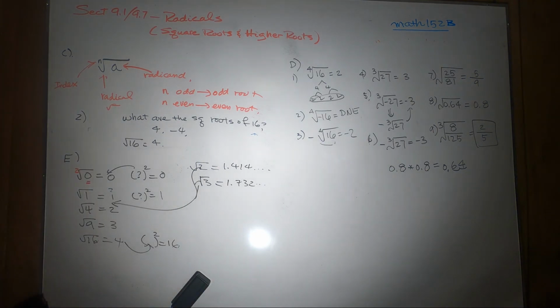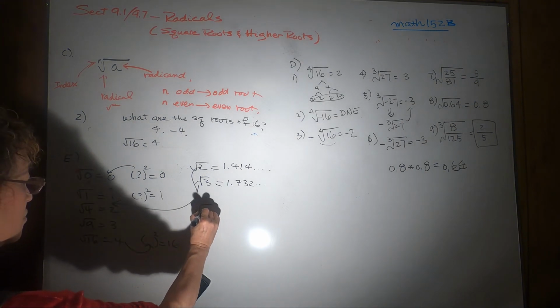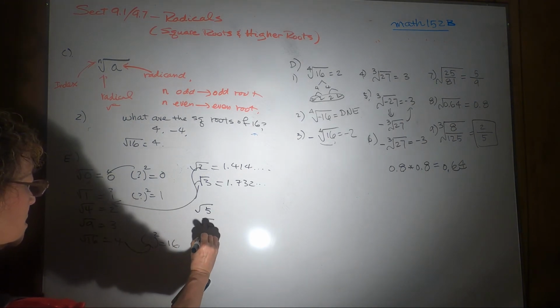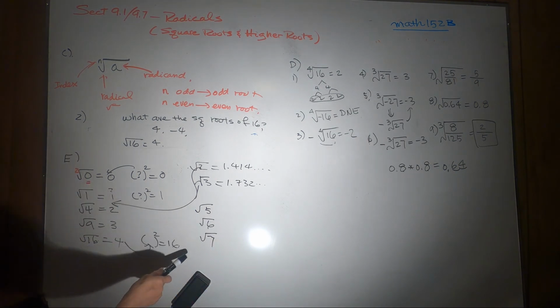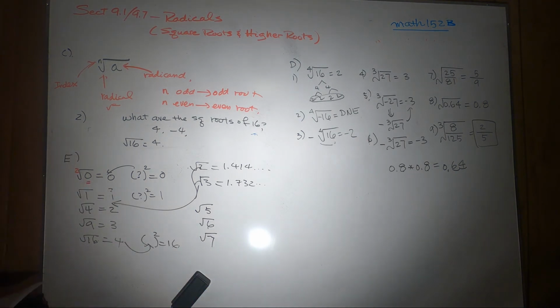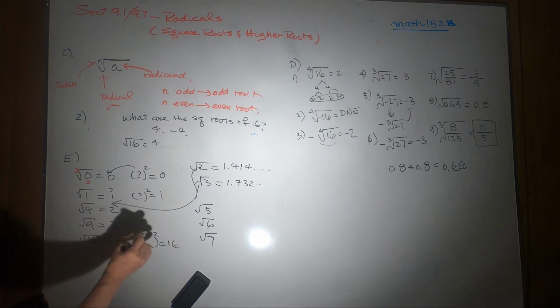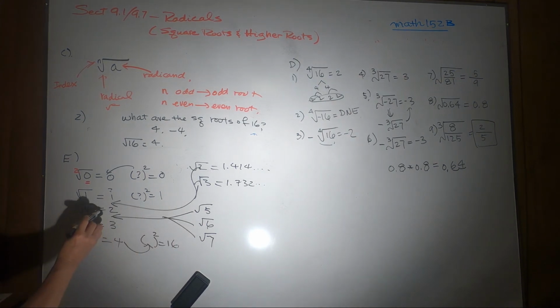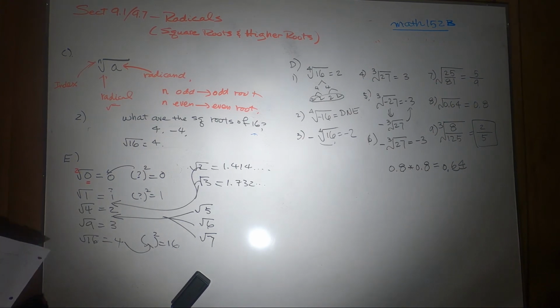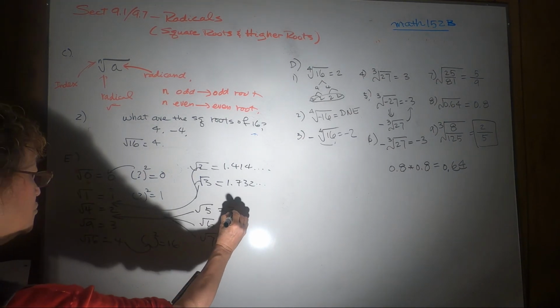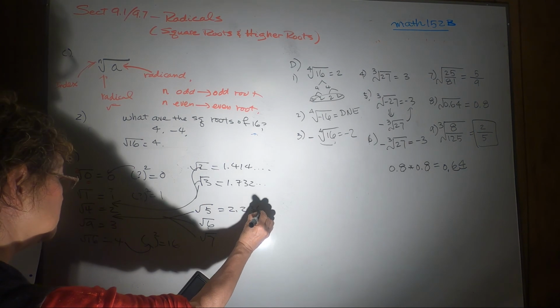Otherwise, call me. Right? And let's see. If we have square root of 5, square root of 6, square root of 7, 5, 6, 7, okay, and 8. Those are actually between 4 and 9, right? So those numbers should be between 2 and 3. Okay? Then you should get 2.236.